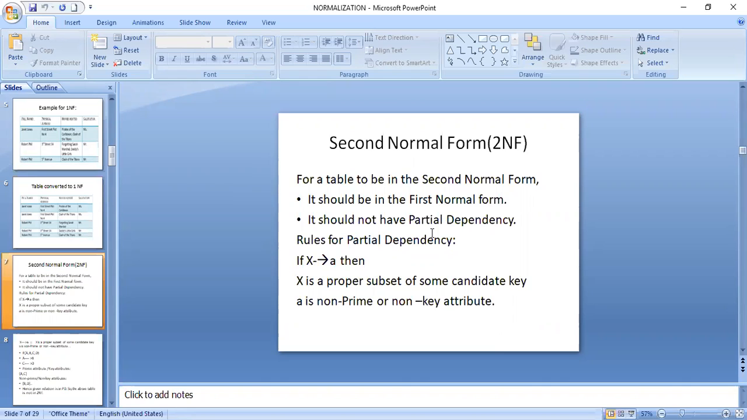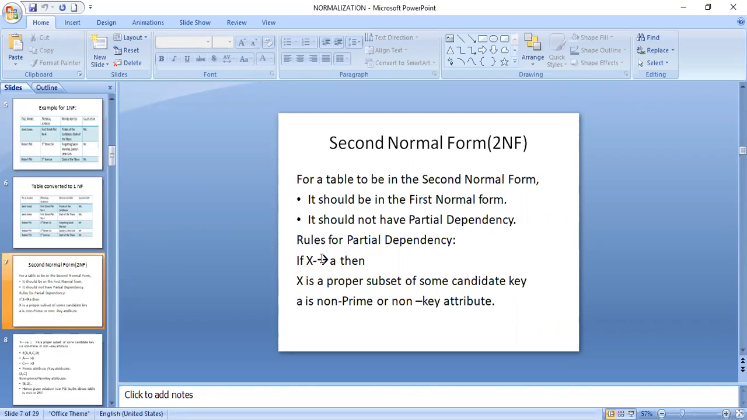So what is partial dependency? First of all, we should know what partial dependency is, and how we can say that there is no partial dependency in a table such that it is in second normal form. If you want the definition of partial dependency, it is something like this. If there is X determines A, always remember this is a capital letter X and this is a small letter a.